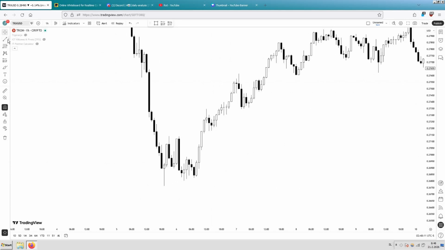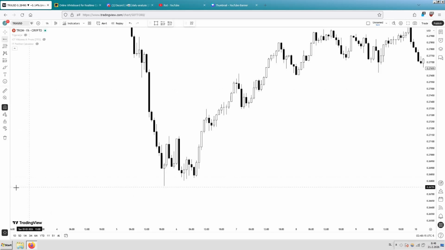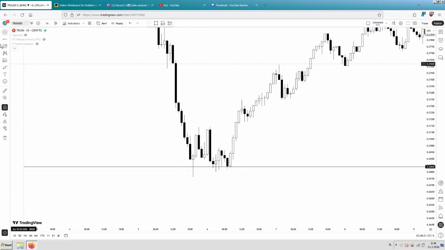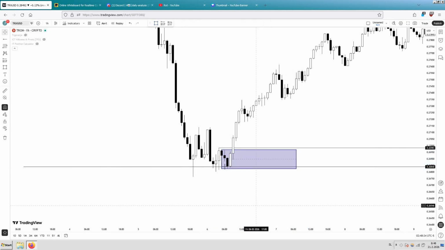What do we have here? Let's take a look. Here we probably swept liquidity somewhere. Let's say that we have liquidity here. We swept it. Then where is the break of structure? The break of structure is right now here. So the last move down before the break of structure is an order block. This is an order block.